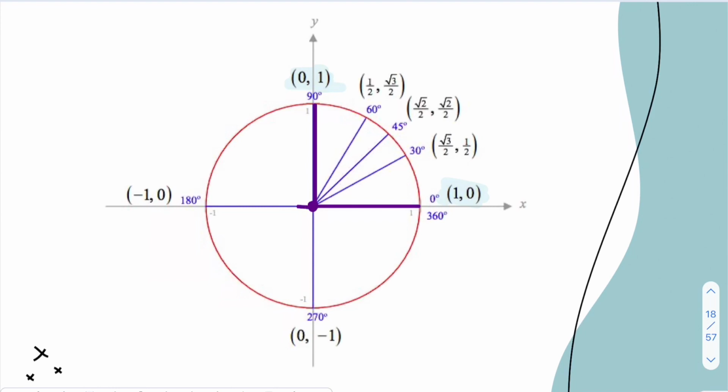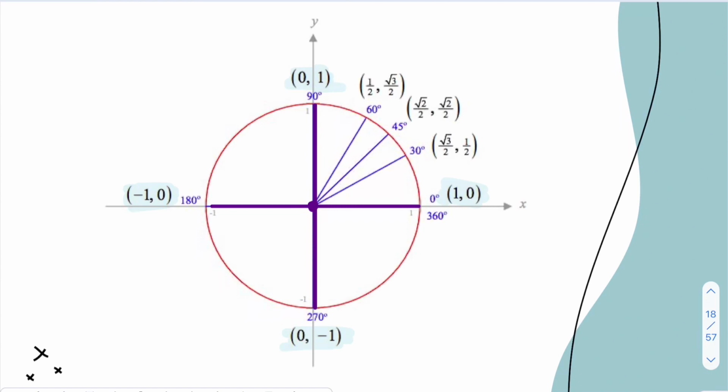Then if I go over to the left 1 and up 0, that's going to be the ordered pair, the xy pair, negative 1, 0. So at pi and 180, my ordered pair is negative 1, 0. And then lastly, if I go straight down, so I go over 0, down 1, that's going to be the ordered pair, 0, negative 1.